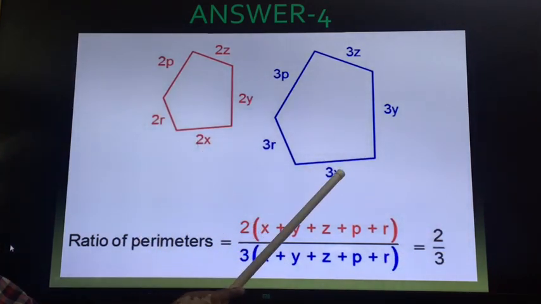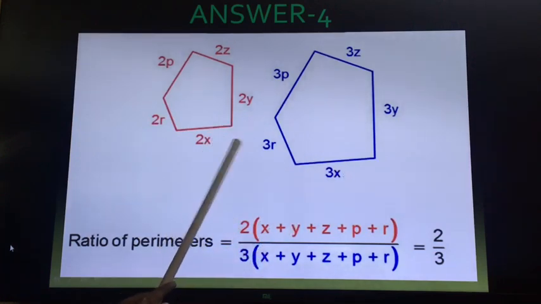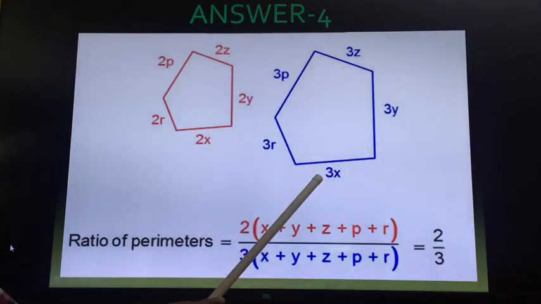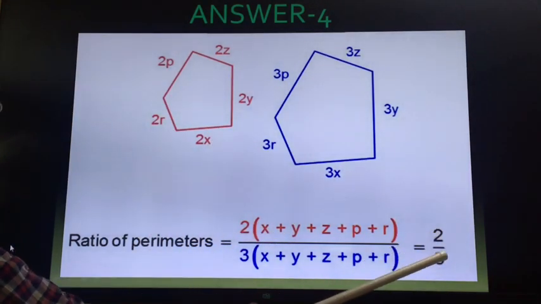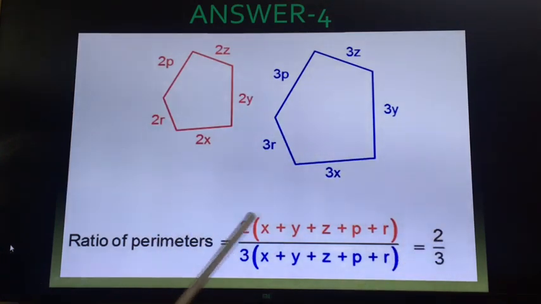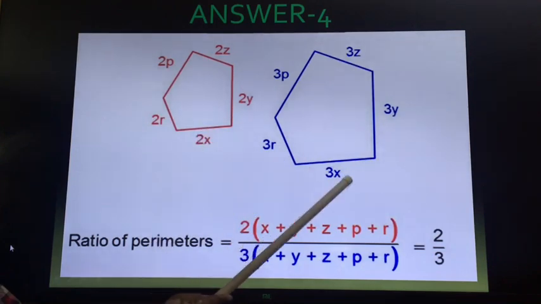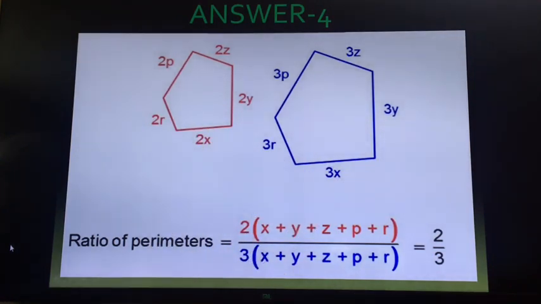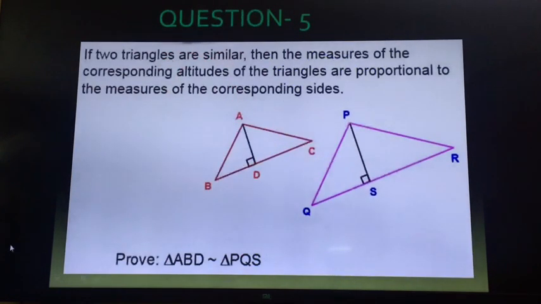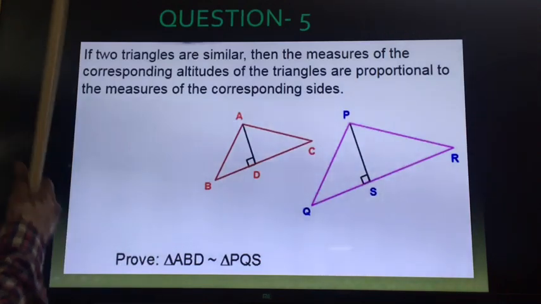This shows that this is the ratio of their corresponding sides. Ratio of first side here, 2x upon 3x, is equal to 2 by 3, and ratio of their perimeter is also 2 by 3. So we can say ratio of the perimeter is same as the ratio of their corresponding sides. Clear? Now see the next question, question number 5.